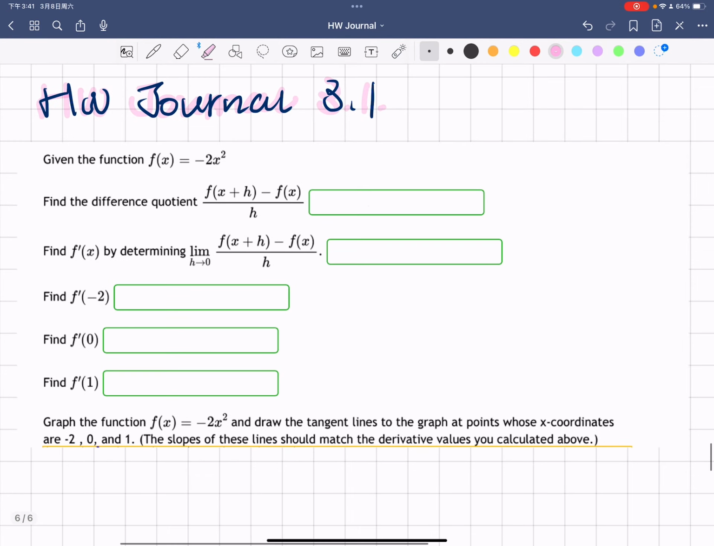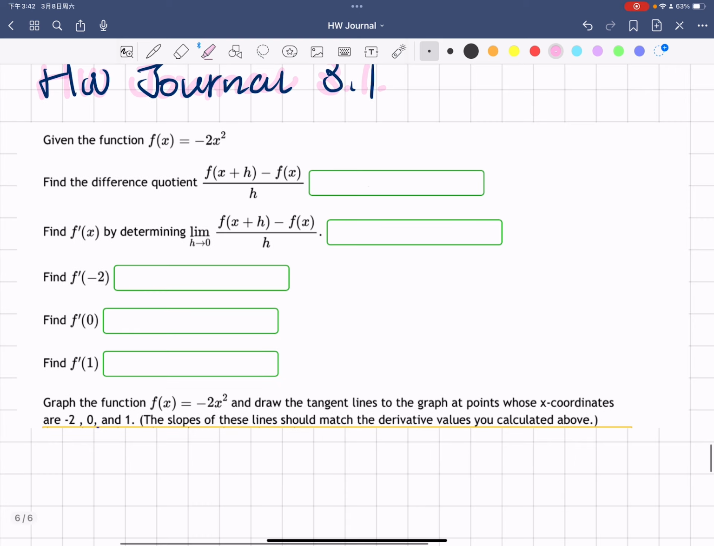Hi everyone, this is Cindy, and today we're going to be working on the homework journal question for section 3.1 altogether. Here's the statement: given the function f(x) equals negative 2x squared, find the difference quotient (f(x + h) minus f(x)) over h.